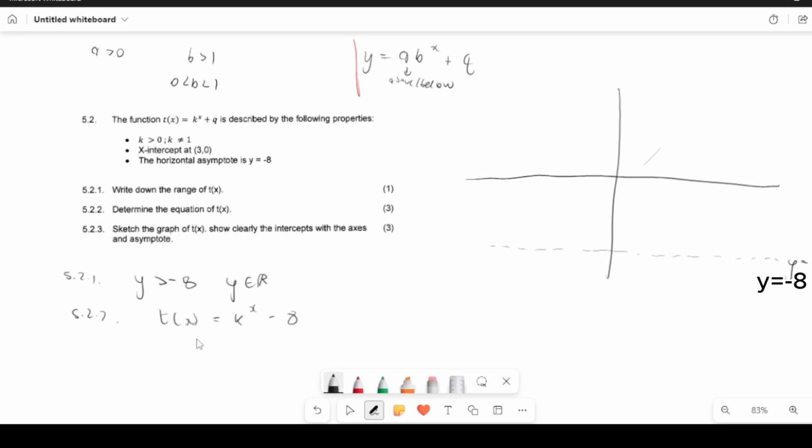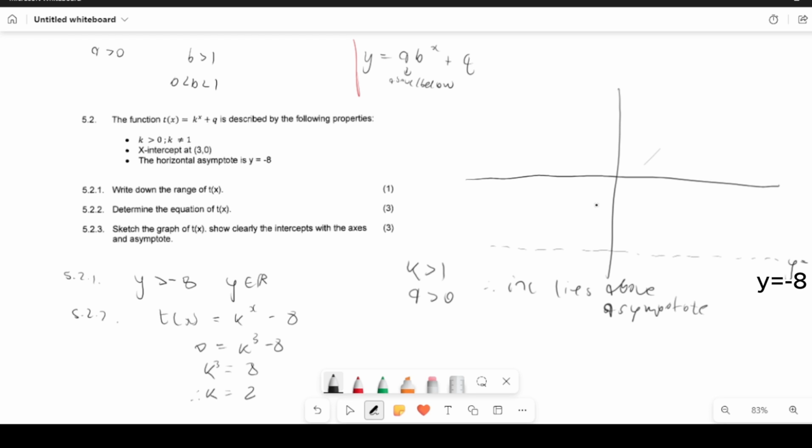I can substitute the point. 0 is equal to k cubed minus 8, and so the minus goes across, k cubed is equal to 8. We find the cube root, so therefore k is equal to 2. Now we can conclude that since k, which is actually the b from the standard form, is greater than 1, so it's not a fraction between 0 and 1, and since a is greater than 0, we have an increasing function that lies above the asymptote.